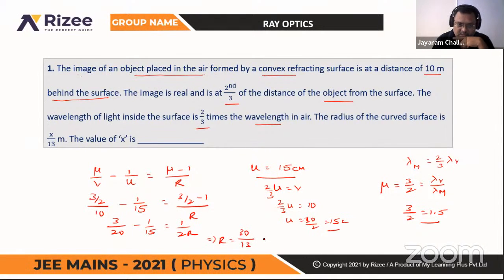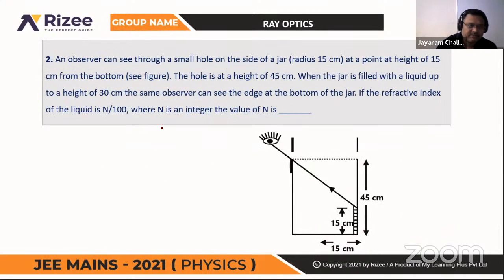That means comparing with the given question, your x value has to be equal to 30 centimeters. So x is equal to 30. The remaining is a calculation part. The most important thing in this question is to identify the refractive index and the object distance. Once you get these two values, it is comfortable to solve these types of questions.